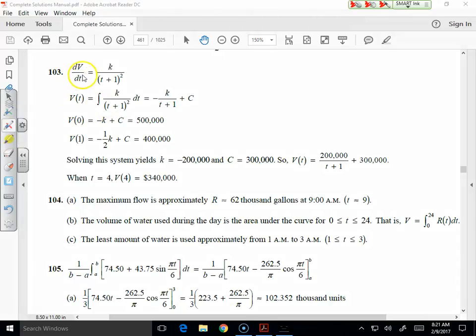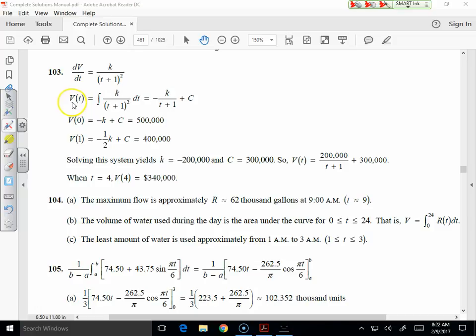Hold on, focus. When they give you dv dt, and they said inversely proportional to the square of. Inversely proportional is something you've been learning since Algebra 1. It comes up every now and then. It's k over who they're talking about. So inversely proportional is k over the expression squared, so t plus 1 squared.